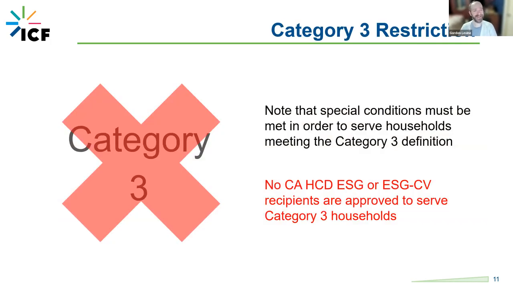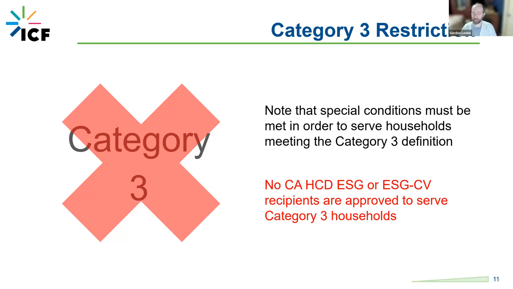There's the next slide. Category 3 restrictions. There are special conditions you have to meet in order to serve households that meet the Category 3 definitions. No ESG projects under HCD's ESG program, including both ESG and ESGCB, are approved to serve Category 3 households. So you can forget all about Category 3. You're not allowed to serve people in Category 3.